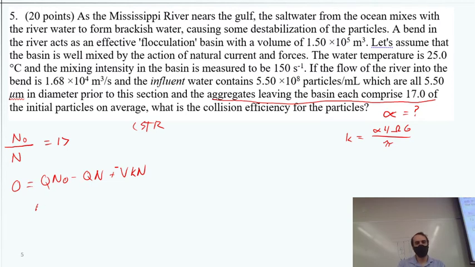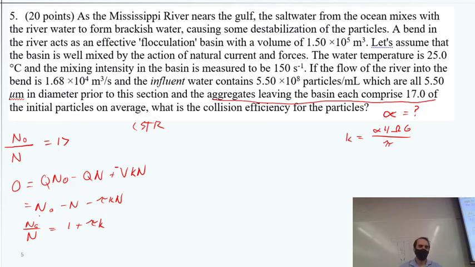We can simplify and say that's 0 equals n naught minus n. So I'm just dividing everything by Q here. Minus tau K n. So tau being our hydraulic residence time. And then ultimately simplify that. If we divide everything by n, we can end up with n naught over n equals 1 plus tau k. So relatively simple equation to work with to solve for k from here. And I guess you could go ahead and take it further to solve for that.